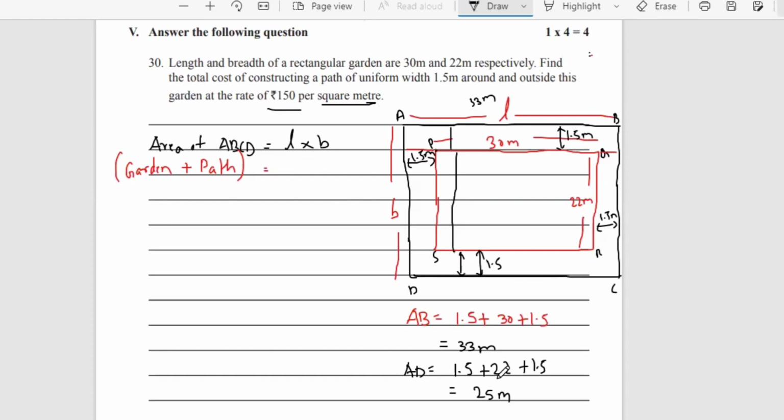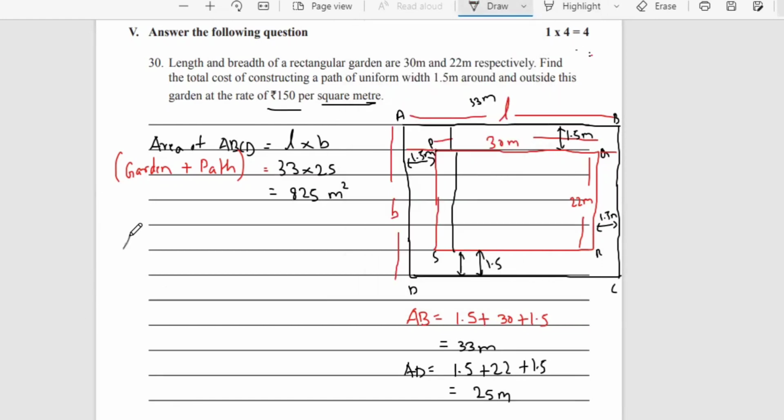Now that's very simple. Just apply the formula and do the calculation. So length, we got it. The length of the rectangle ABCD is 33 meter and the breadth we got as 25. So 33 into 25 will get the value as 825 square meter. You can write it as meter square.